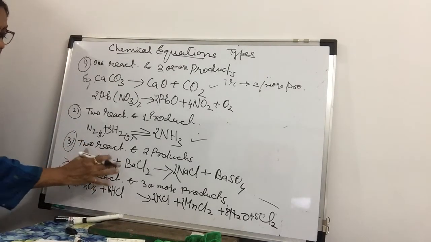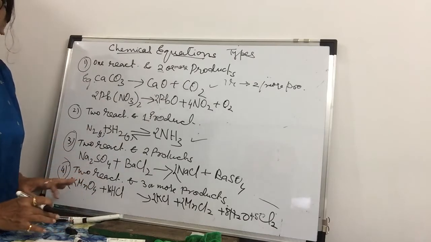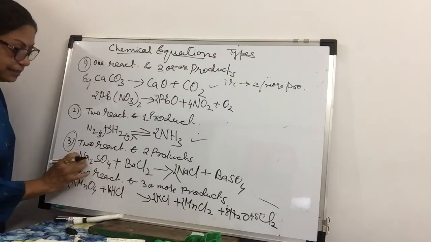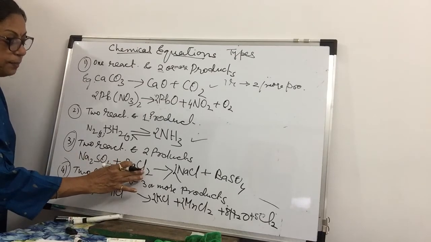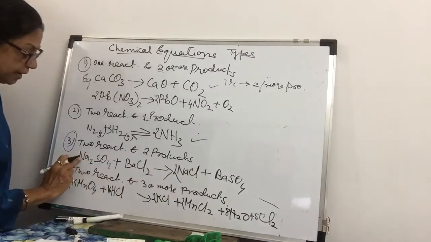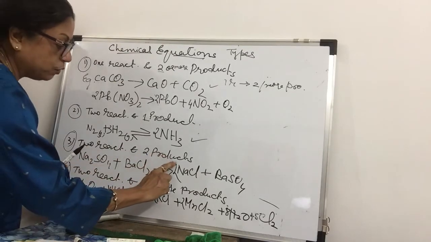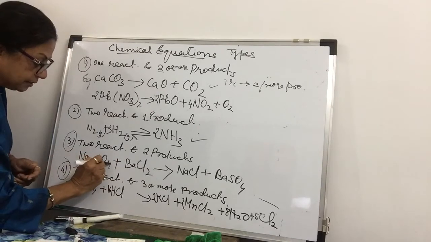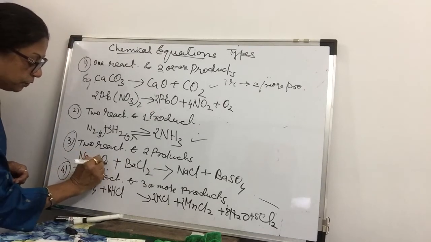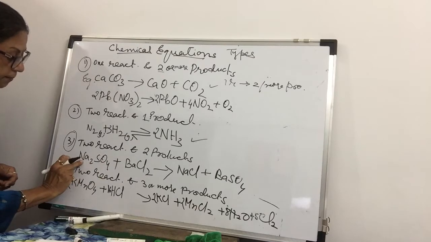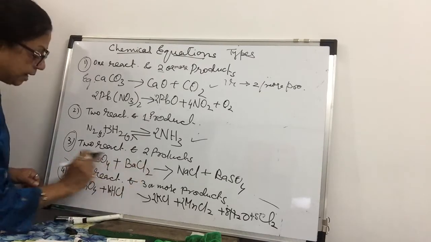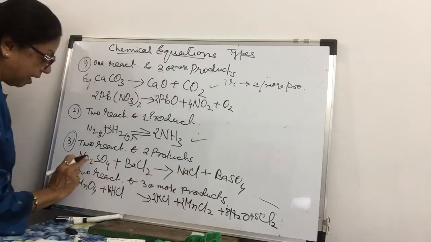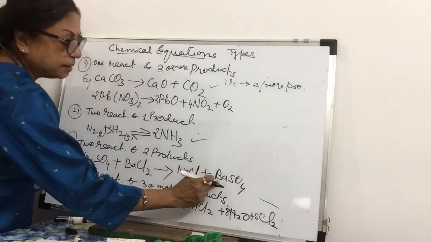This is very easy, and we have been doing it from the beginning. Sodium sulfate we take and barium chloride. These are 2 reactants. And how many products? 2 products. Sodium chloride. I'll just show you without balancing. Now see here, if you put sodium sulfate, barium chloride, you will get sodium chloride, I have written, and then after that barium sulfate.